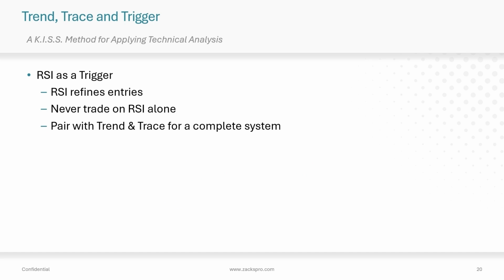So how do we use RSI as a trigger? Well, RSI refines our entries. Never trade on RSI alone. Always pair it with trend and trace for a complete system. Why not just trade on it alone? Because you're going to get a lot of whipsaws, and you're going to get counter-trend moves, and those retracements, or reversals that are retracements into support. So you're moving on the wrong end, right? You're counter-trending sometimes, and you can get whipped in and out. Let's try to put the odds in our favor, get everything on one side, and then go with the flow.